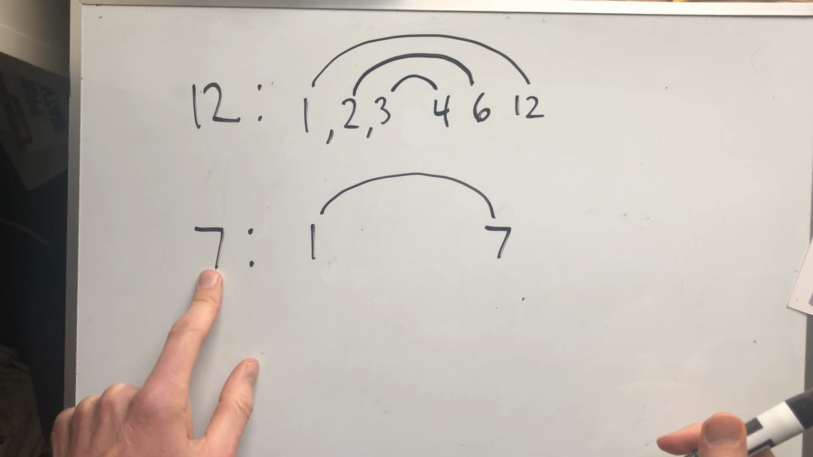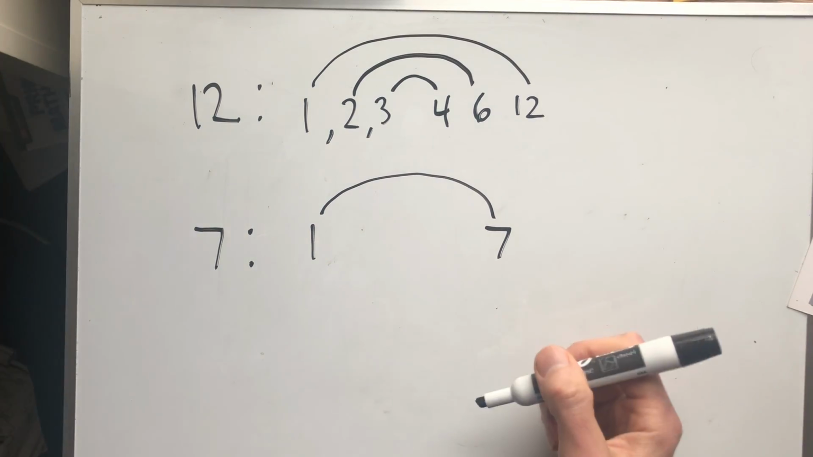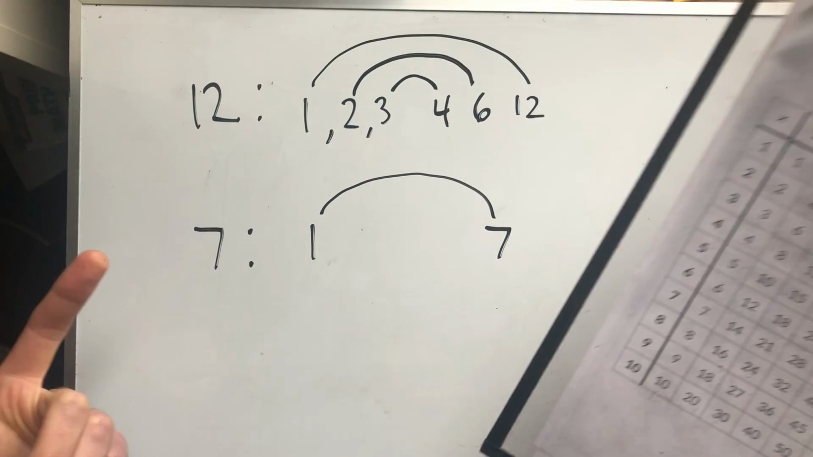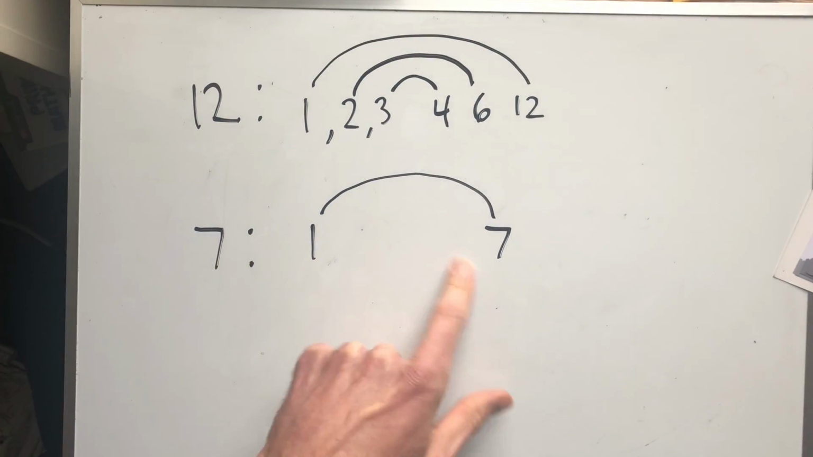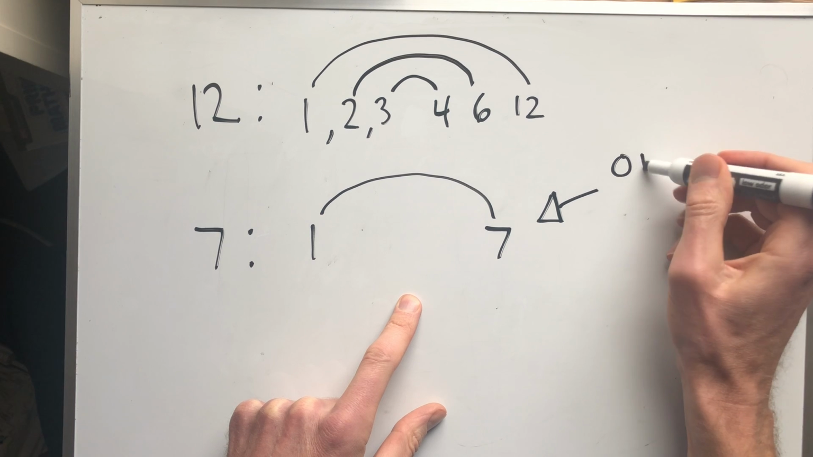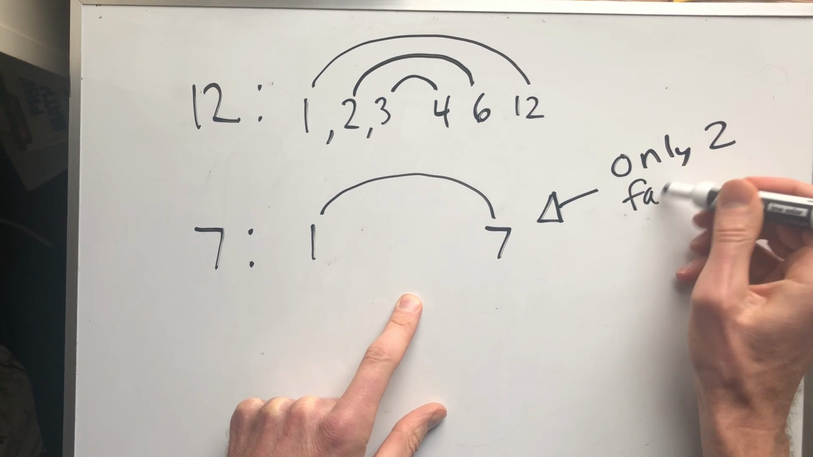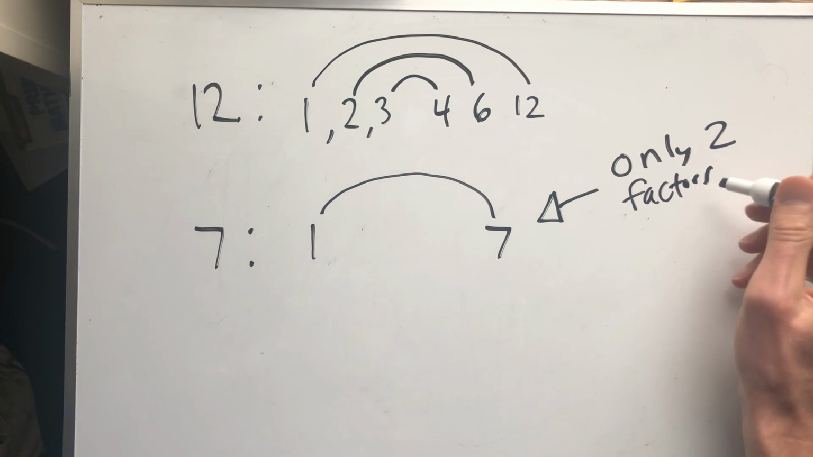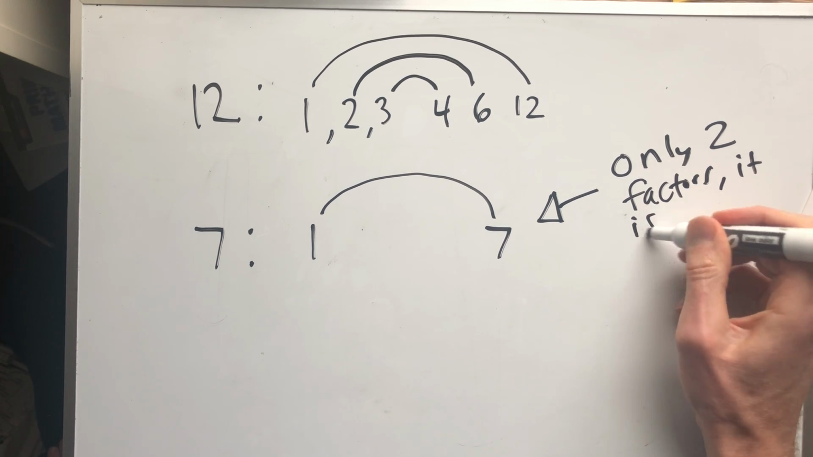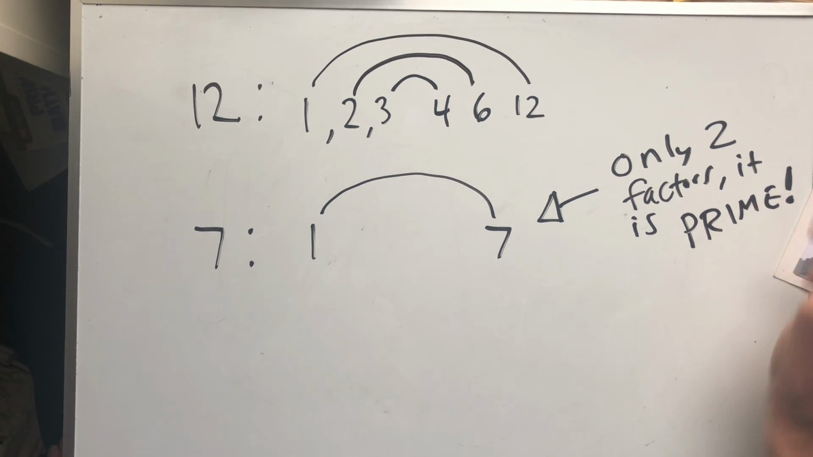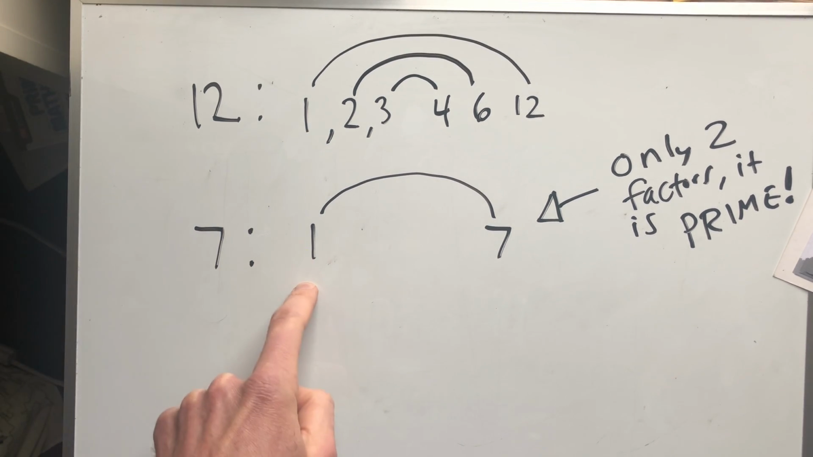So getting back to 7, are there any more? We just said there's no 2. Is there a 3? Nope, because it goes 3, 6, 9. You can't count to 7 by 3s. What about 4s? Nope, goes 4, 8. So that's it, there are only 2. So when there are only 2 factors, and the factors are 1 and the number itself, it is, what's the word? Prime. It's a prime number. Prime means that there are only 2 factors, 1 and the number itself.